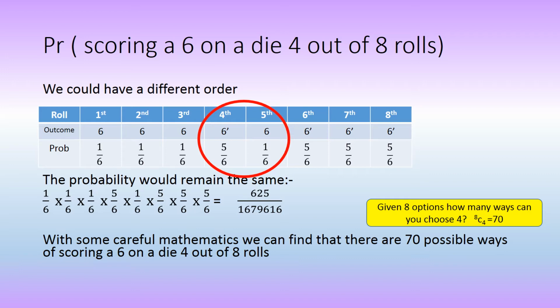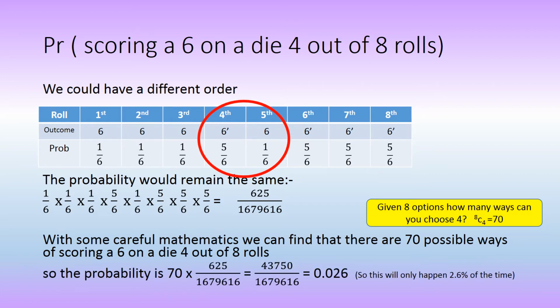So we need to take all of that into account, the 70 different options. So the probability is actually 70 times our probability, which equals that fraction there. And when we turn that into a decimal, we've got 0.026. So that decimal represents 2.6% of the time. So what we're saying is that when I roll a die 8 times, I will only get 4 6s on 2.6% of the time.